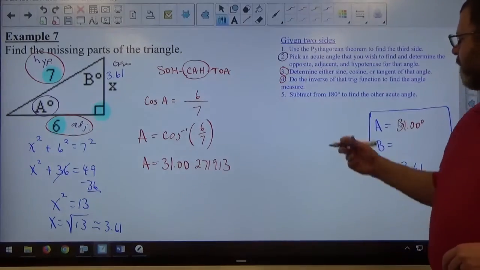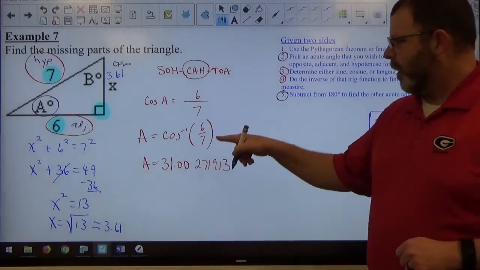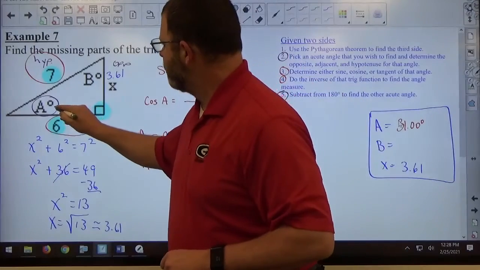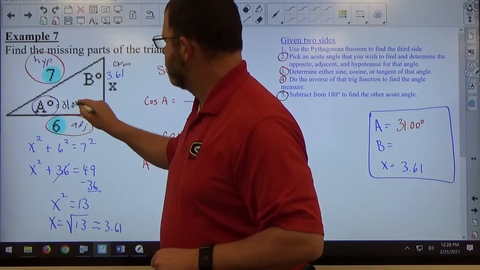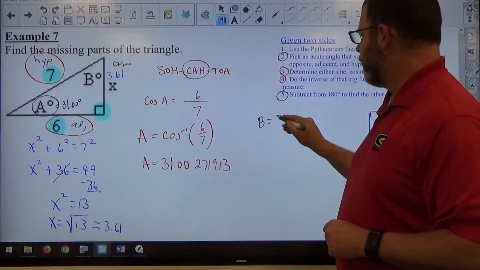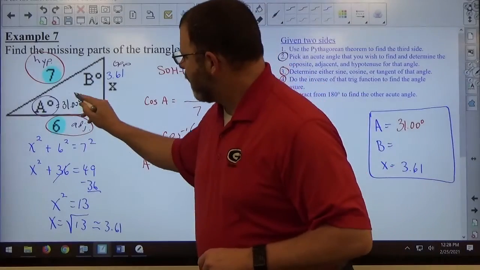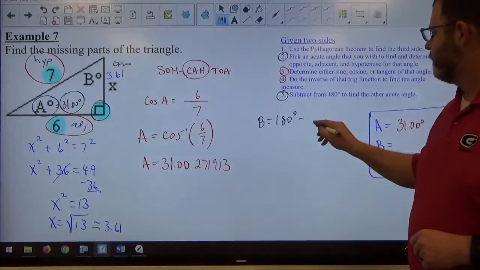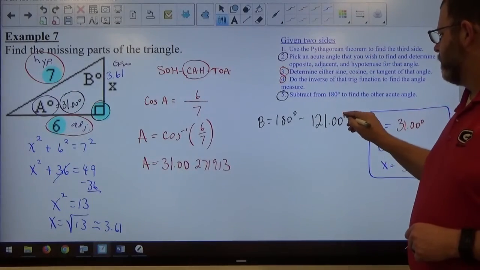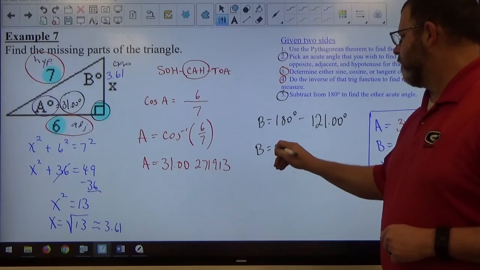Step 5, it says subtract from 180 to find the other angle measure. Well, now angle A is 31.00. So to find angle B, I'm going to do B is going to equal 180 degrees minus 90 plus 31 is 121. So if I subtract those, I'm going to get B is equal to 59.00 degrees.